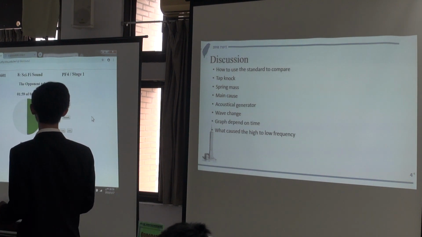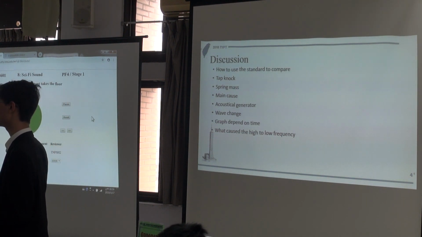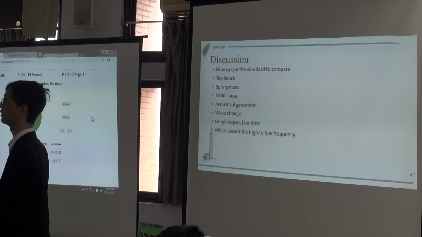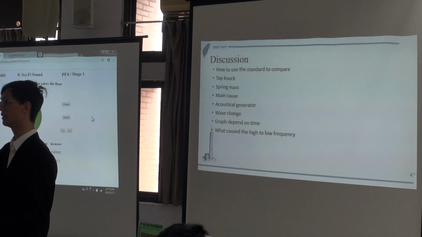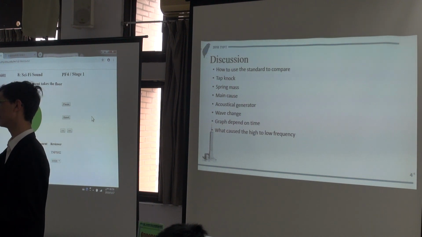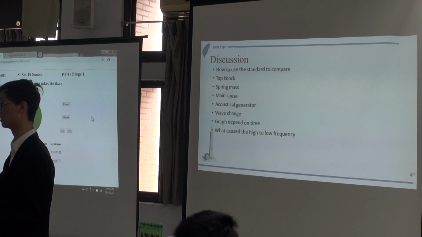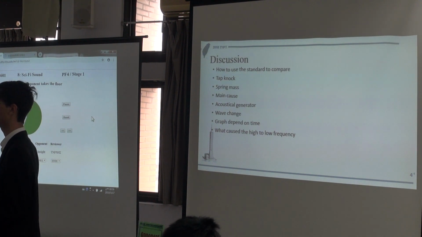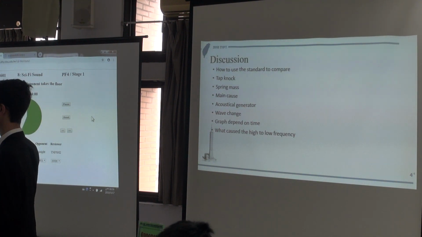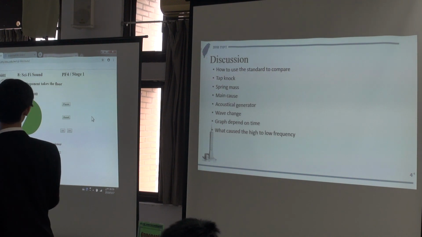And for their wave change, when they showed their graph at first, for us to make the sound, they made a graph where it was a low frequency to high frequency. But later on, they said the sound was high frequency to low frequency. So why were their results not continuous?